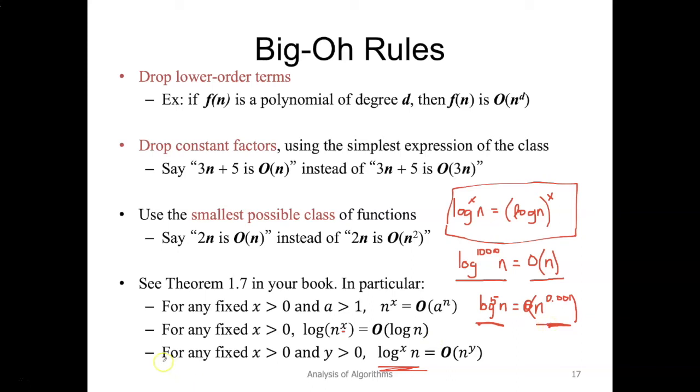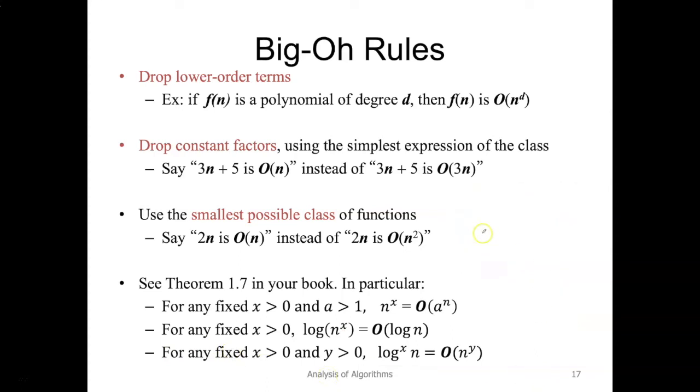Okay? So there's a lot of other things you can put in here, just plugging in for x and y, but this just gives you a way that you can compare, for example, logarithms to n. So this third theorem also gives us that log n grows at a slower rate than just n. Okay.